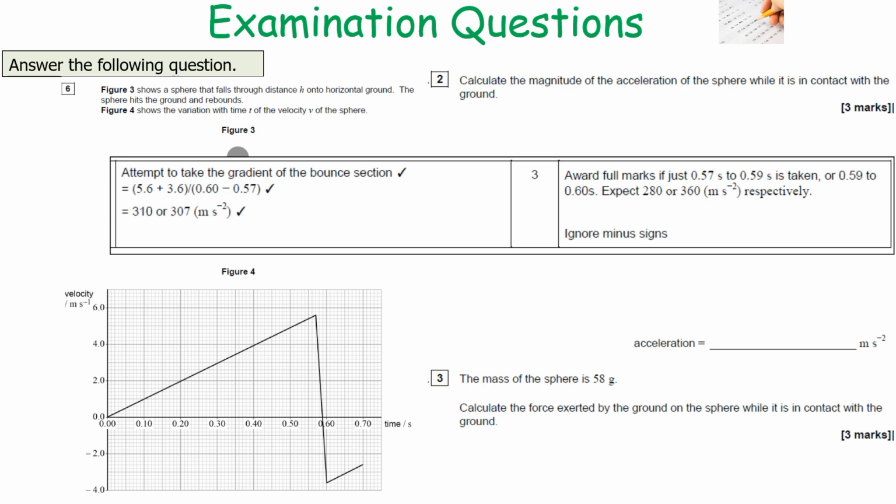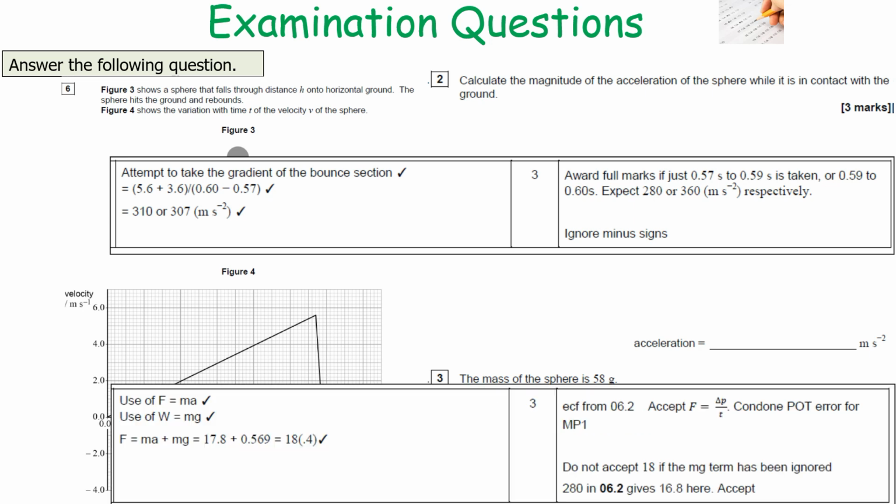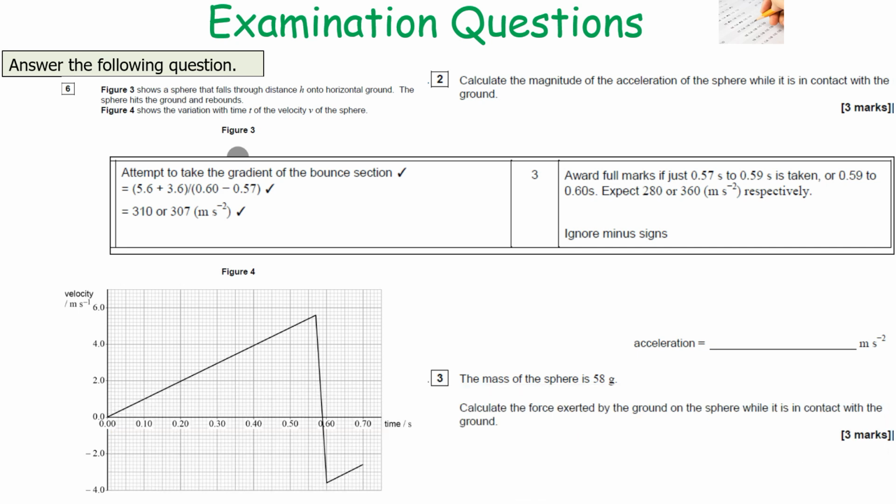It then says the mass of the sphere is 58 grams. Calculate the force exerted by the ground on the sphere whilst it's in contact with the ground. Now we do know that F = ma, so we've got our value of a from the previous question. We know our value of mass, which is 58 grams, which we convert to kilograms. So we can work it through, and then we can also say that weight is equal to mass times gravity, and we know the value of the mass again, and we know our value of gravity, and we can add the two together.